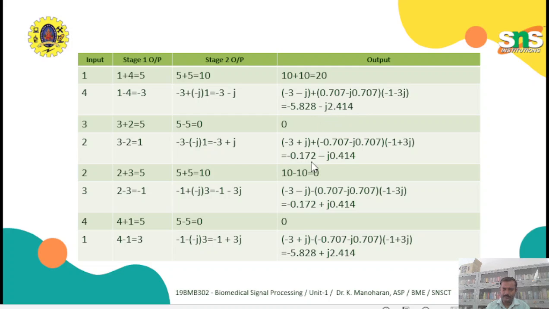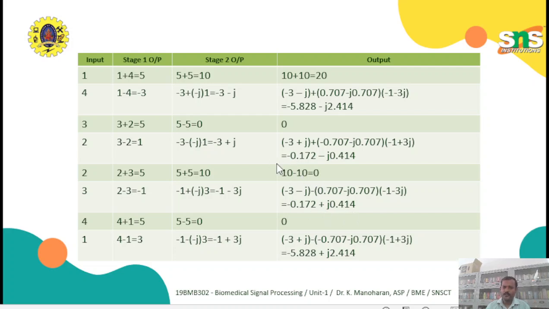And the same way we come here. Look at this, same thing, but instead of plus we need to put a minus here. So minus 3 minus j minus the twiddle factor W8 to the power 1, that is 0.707 minus j 0.707, into minus 1 minus 3j. That will result in minus 0.172 plus j 0.414.